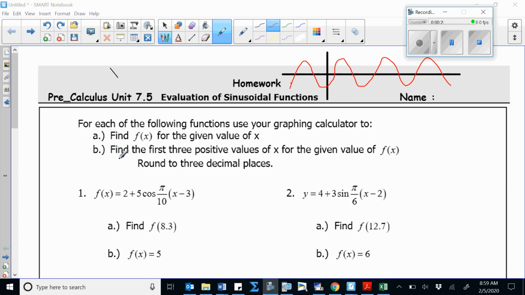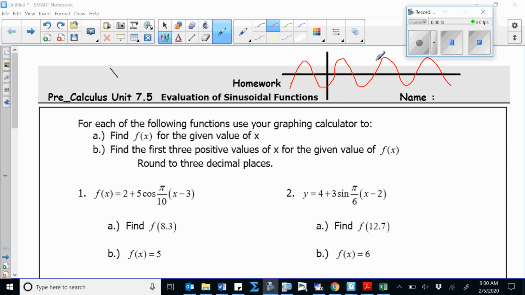Or also, we need to find the first three positive values of x for the given value of f of x. For example, here, f of x equal to 5, and we are interested to know for what values of x, f of x is equal to 5. Before working on these problems, let's go over the graph of sinusoidal functions quickly.